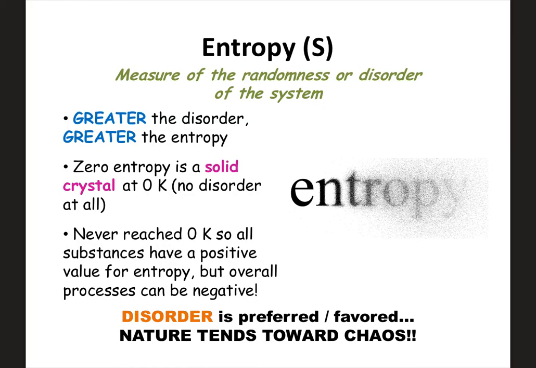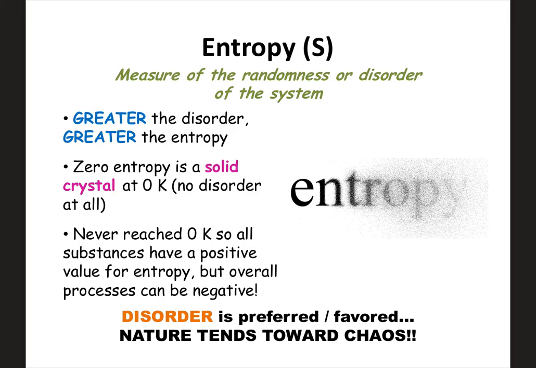We call this disorder or this measure of randomness entropy, and we denote it with the letter S. So anytime we see S here, we need to think entropy, disorder. Greater the disorder, greater the entropy. The more disorganized something is, the more the entropy value will be.